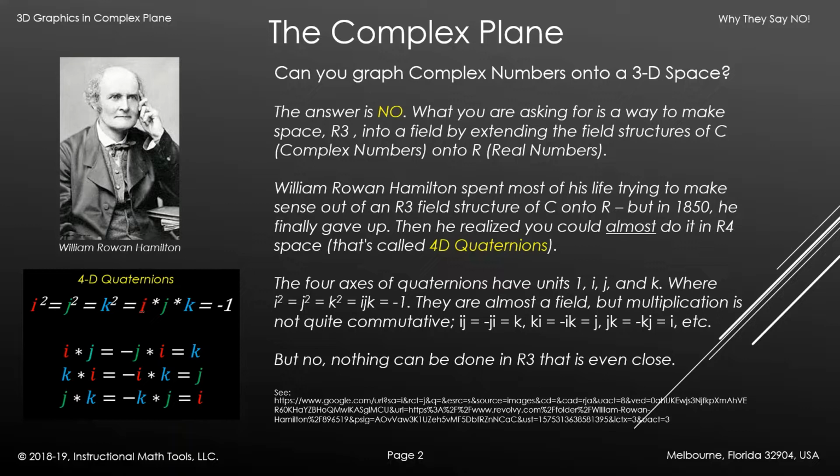It didn't give him exactly what he wanted with regard to commutative multiplication identities, but it was close enough, while at the same time producing an extraordinarily important mathematical tool. But with regard to R3, no, there's nothing you can do that can even come close.